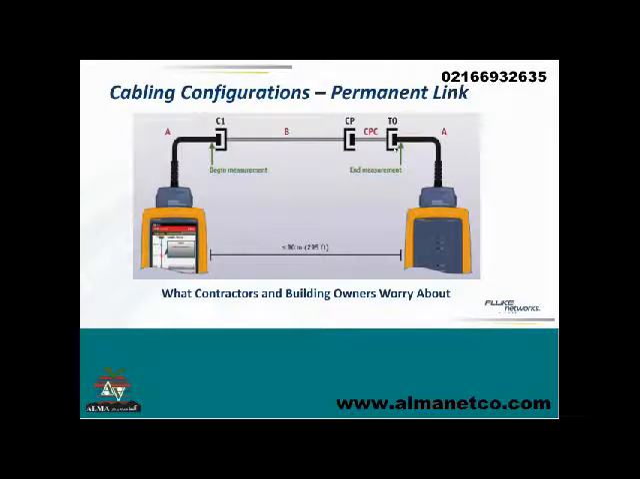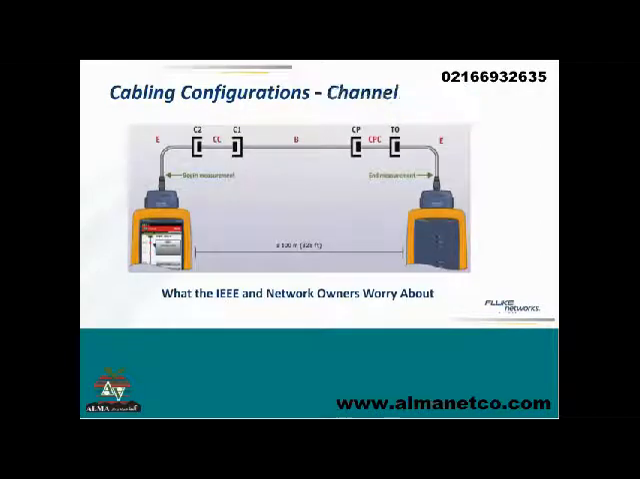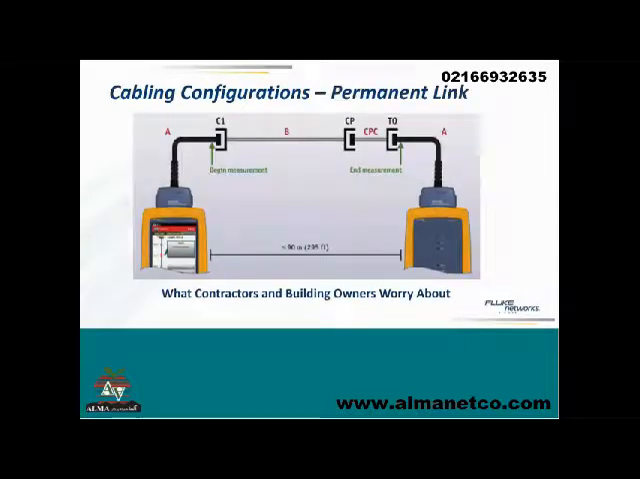Now, one of the things, if you were very attentive, you might have noticed the distances for permanent links are different than the distances for channels. So you can see a permanent link here, 90 meters. I go back to the channel, it's 100 meters. For most limits, most TIA limits for testing, say for Cat5e, the channel is limited to 100 meters. The permanent link is limited to 90 meters. What's the difference? You got 10 meters for patch cords.